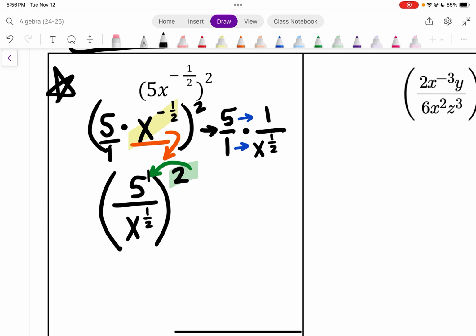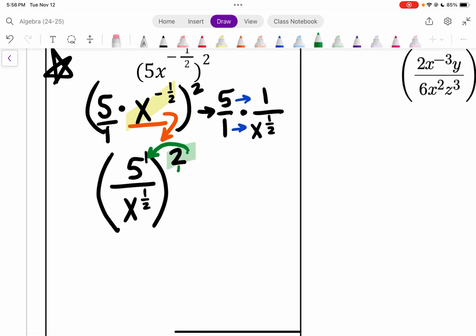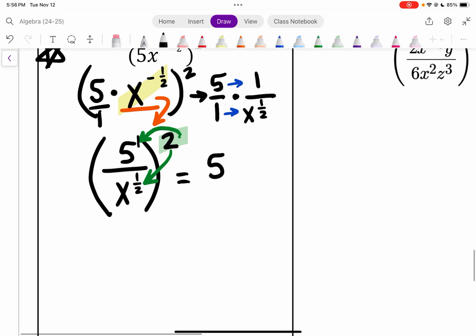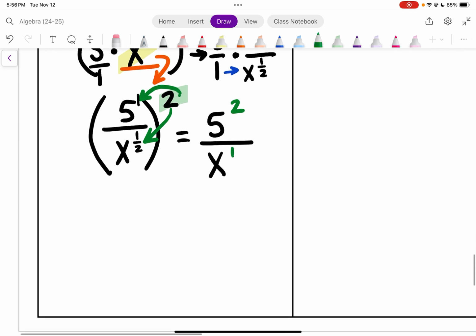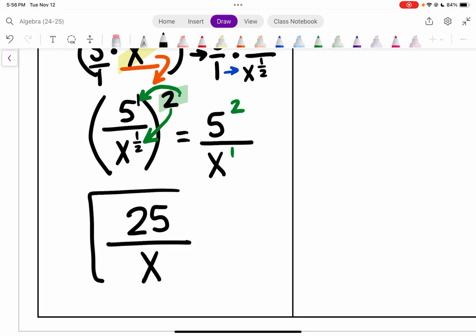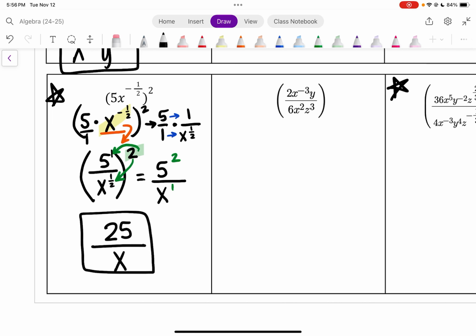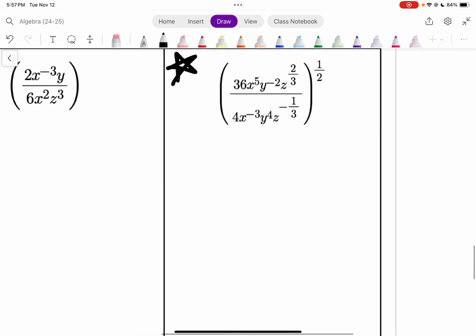So 2 times that 5, and then we're also going to share the love downstairs. So now I have 5 to the power of 2 over, and half of 2 is x to the power of 1. So we can simplify. We know what 5 to the power of 2 is. That is 25 over, and x to the power of 1 is just x. So leaving that as our final answer. Okay? You can do this middle one if you would like some independent practice, but we're going to go ahead and jump into this meatier problem here.